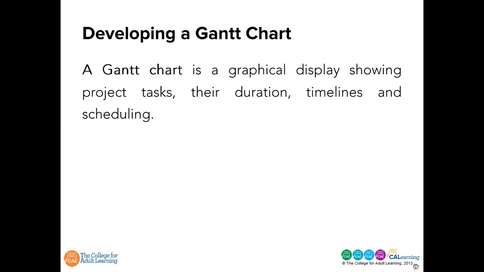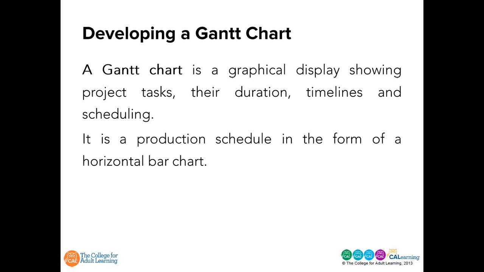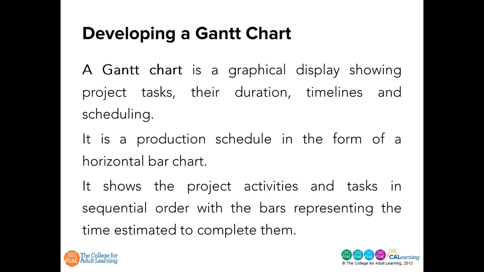A Gantt chart's a graphical display showing the project tasks, the duration, timelines and schedule. A Gantt chart's a production schedule in the form of a horizontal bar chart. It shows the project activities and tasks in sequential order, with the bars representing the time estimated to complete them. The chart graphically depicts the time relationship between activities, tasks, milestones and resources.